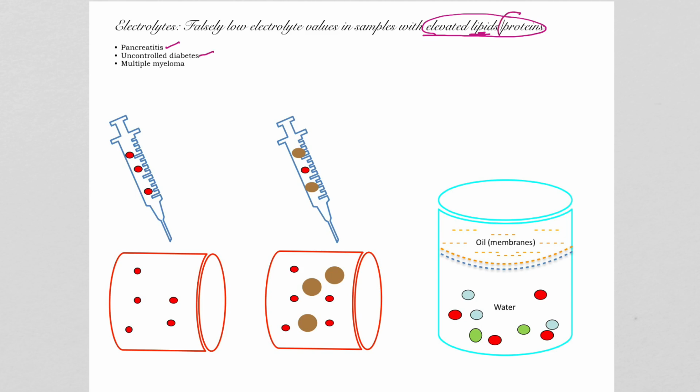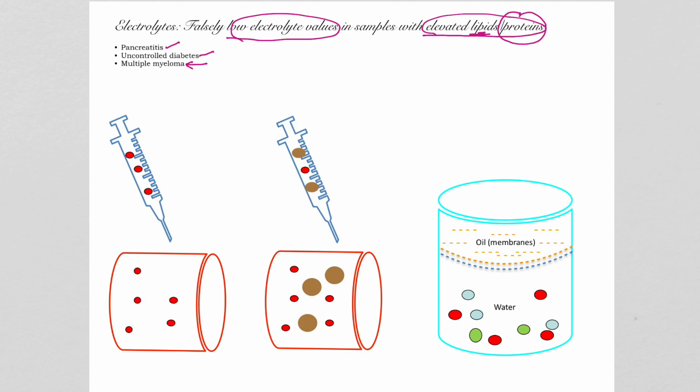Or if the blood sample has very high proteins. And you see that again in that cancer called multiple myeloma, where the cancer cells secrete so much of that paraprotein, that immunoglobulin, that the protein levels in the body become very high. So that can lead to falsely low electrolyte values.